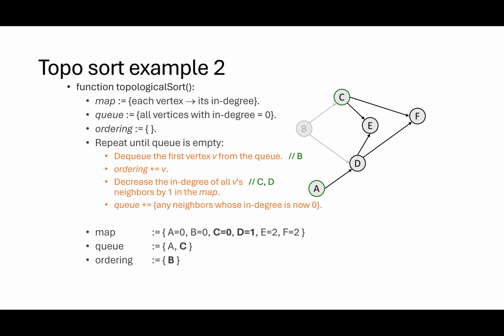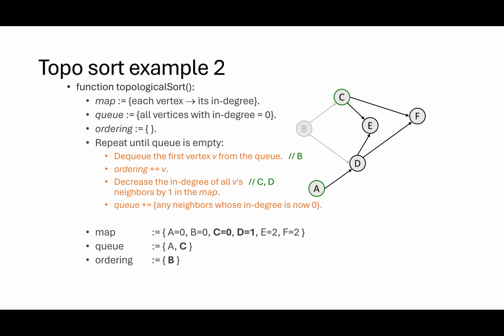So you see that, okay, we dequeued B, and then the neighbors of B were C and D, right? So we reduce the in-degree of C and D by 1. Now C's new in-degree becomes 0, so we add C to the queue, right? And since we dequeued B, we put B into the result or the ordering.